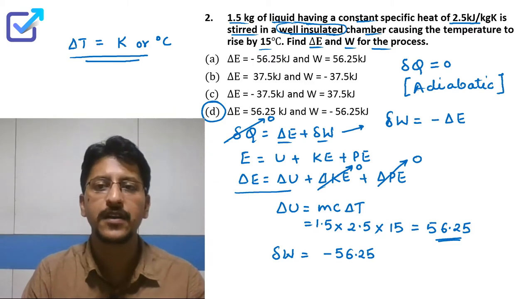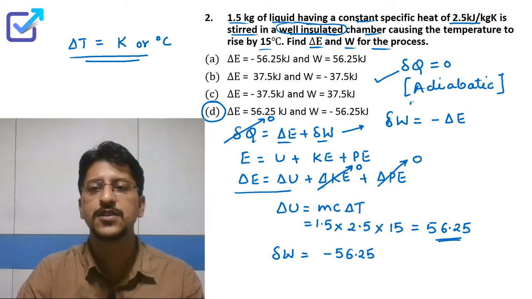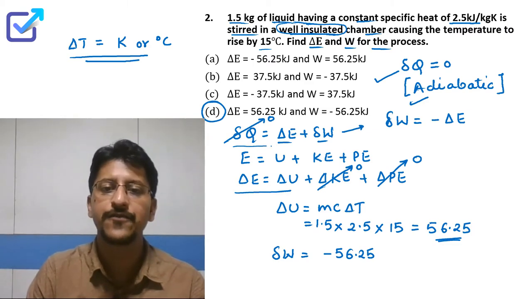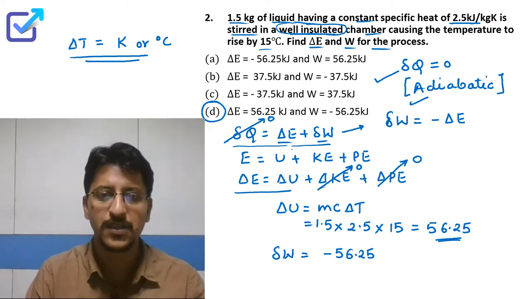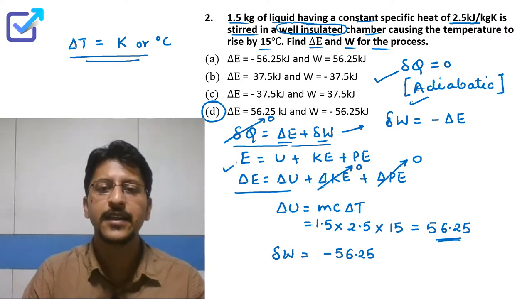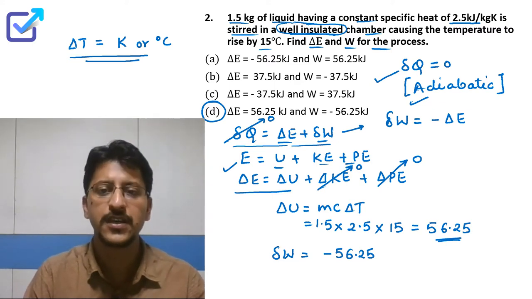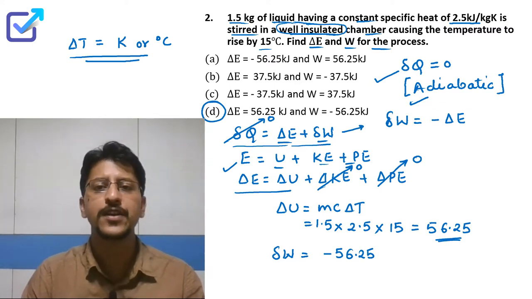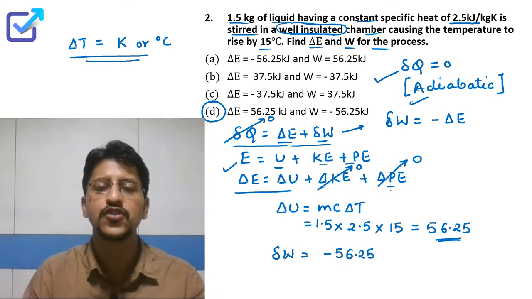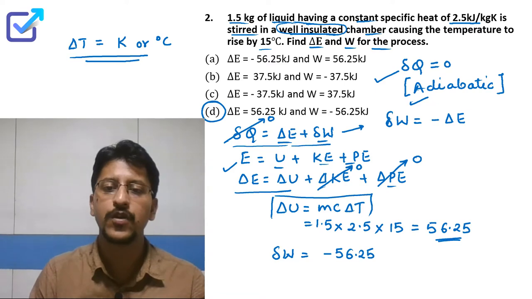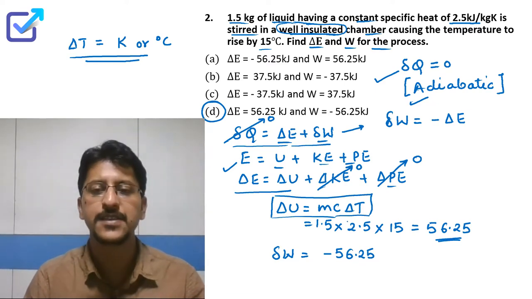Okay, so what are the concepts that we learned? The first concept is that if it's a well-insulated chamber, that means there will be no heat transfer, and such processes are known as adiabatic processes. The second concept is that this is the form of the equation of the first law of thermodynamics for any process. Then another concept is that the total energy is the summation of various energies like internal energy, kinetic energy, and potential energy. Also, if there is no mention of the change in velocity of the system or the change of datum head of the system, then the change in kinetic energy and change in potential energy can be taken equal to zero. And this is the basic equation of the change in internal energy, that is mc delta T.